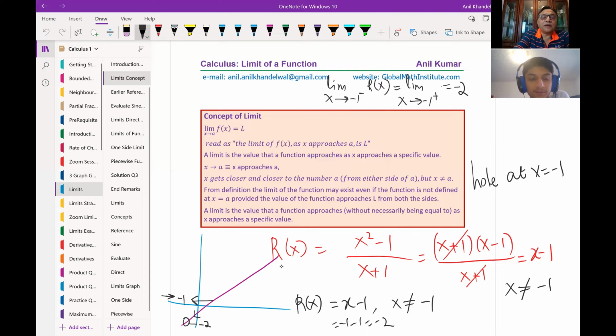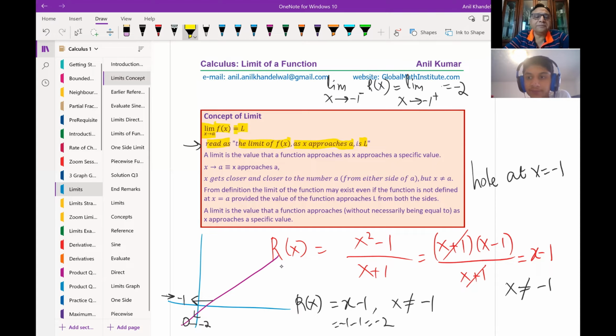So can you please read, how do we read this expression, which is written as limit x approaches a for the function f of x is equal to L. It is read as the limit of the function f of x as x approaches a is L. Is that clear? That is how you read this function, okay?